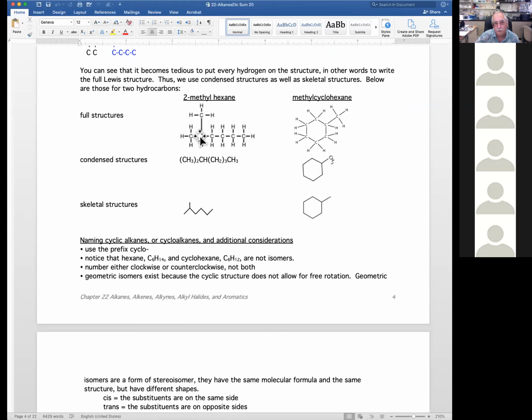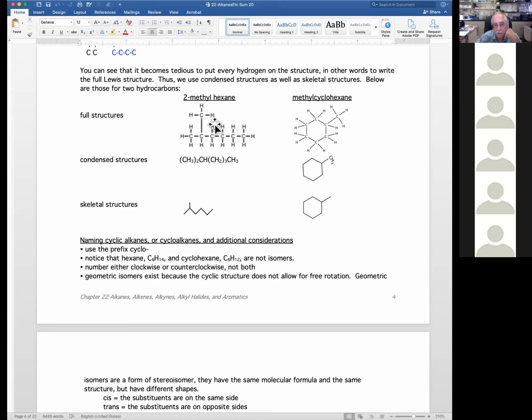So here are some full structures. Okay. Here's a full structure. And then we have what we call condensed structures. So notice that with a cyclic compound, we often just leave out the hydrogens, right? And we combine this into CH3, so that means that that carbon has 3 hydrogens on it. This carbon has 2 others that are missing. And then this becomes a CH3, that becomes a CH3, and both of these are bonded to that carbon, which is a CH.